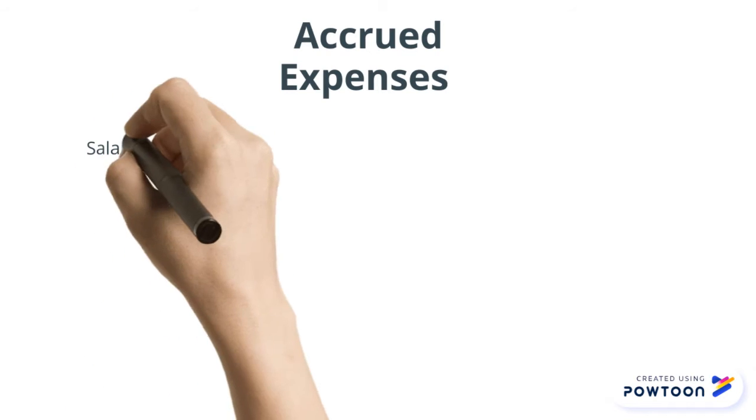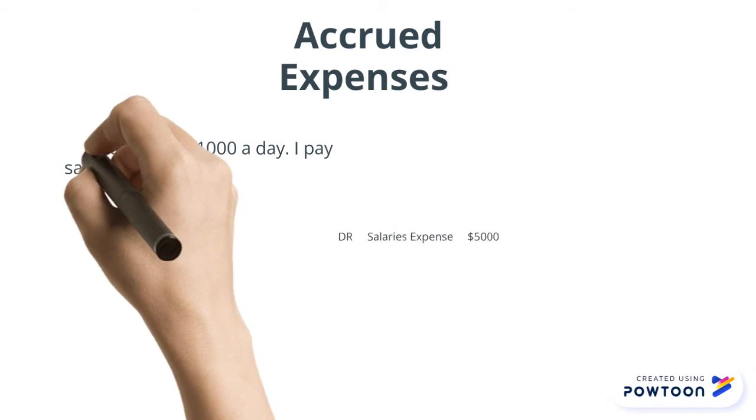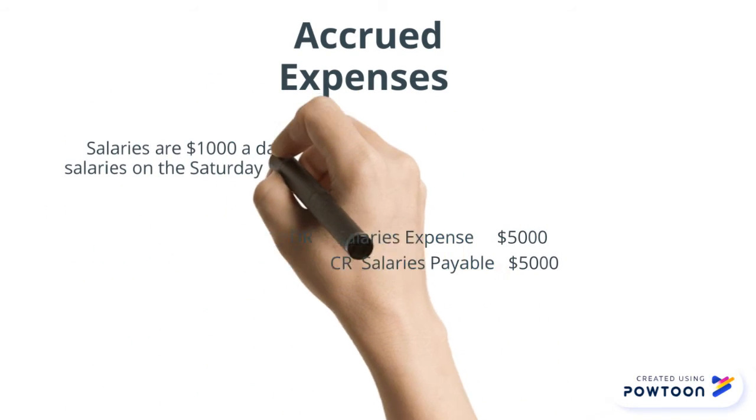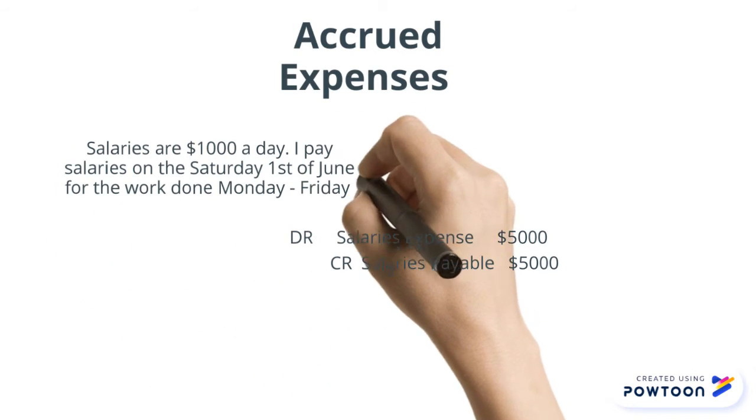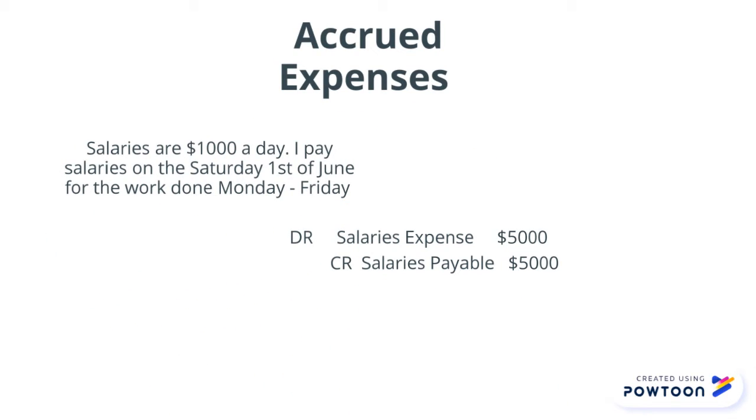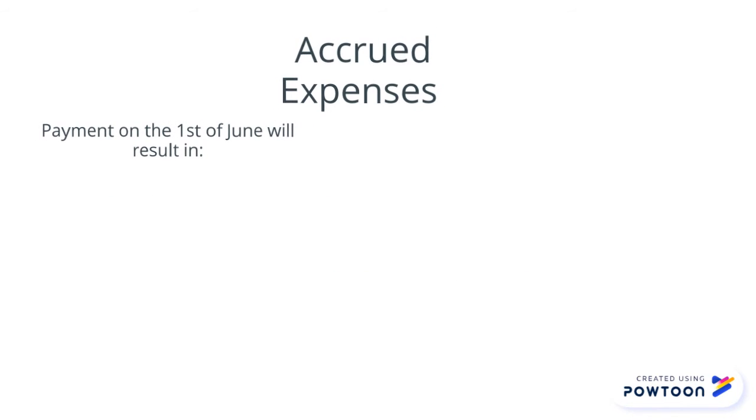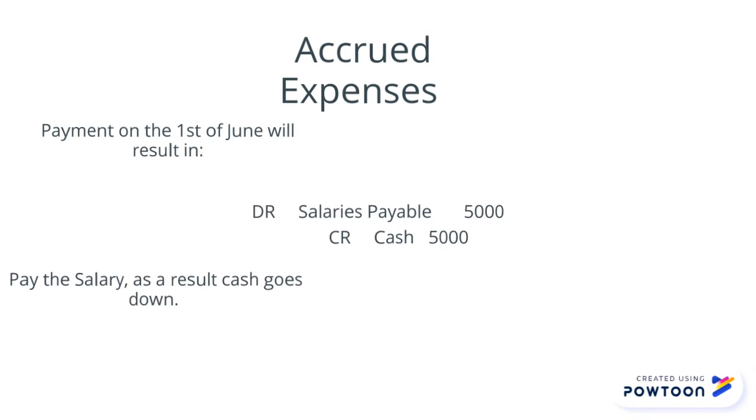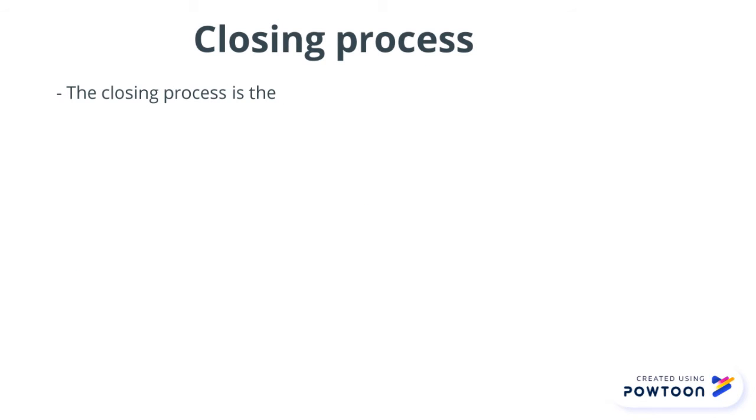Let's look at accrued expenses. Say salaries are $1,000 a day and I pay on the Saturday of the 1st of June for the work done Monday to Friday. This happens to be the debited salaries expense of $5,000 and salaries payable goes up $5,000. So when I pay for these salaries, the salaries payable will go down, becoming debited for $5,000, and cash goes down $5,000.